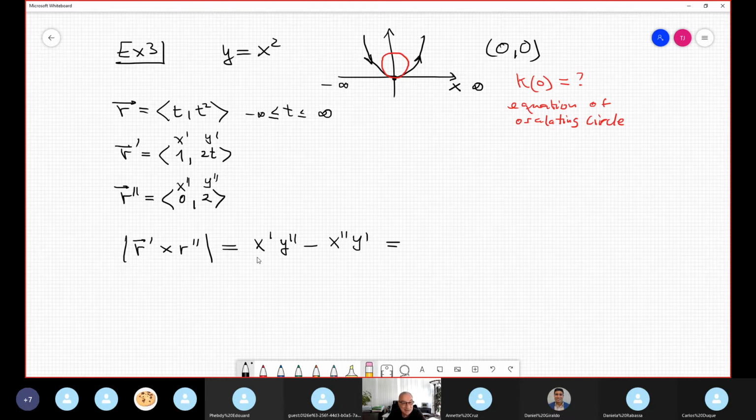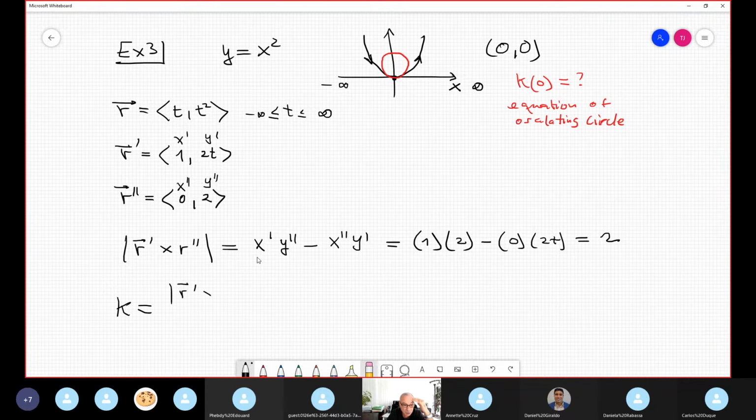And the formula: x prime is 1, y double prime is 2. So 2 minus x double prime, which is 0, disappears that part. And y prime is 2t, no? But actually, the answer is 2. Divided by the curvature's actual value: the magnitude of r prime cross r double prime, divided by the magnitude of r prime raised to the cubic power, no?